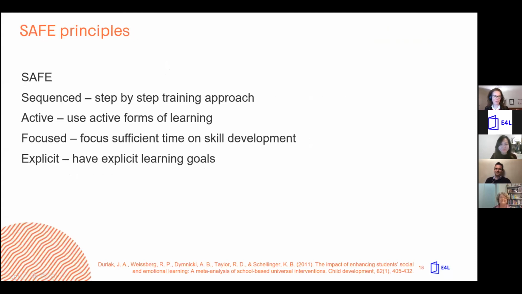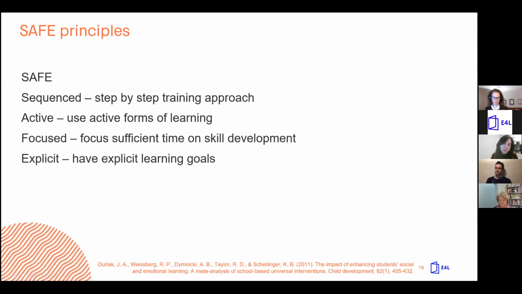Here are the SAFE principles that Durlak identified, and I'll throw to Pauline for this. I think we just know that there are certain things that would really make it more effective. We can have all the positive and caring environment, but really the explicit connectedness to school and learning is very, very important.